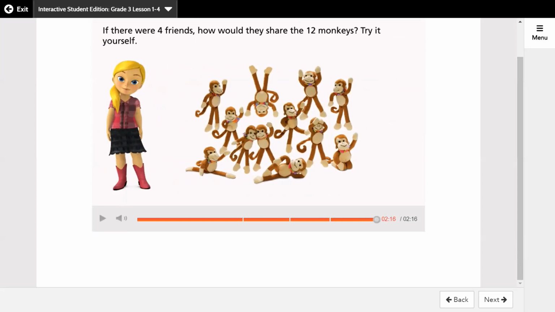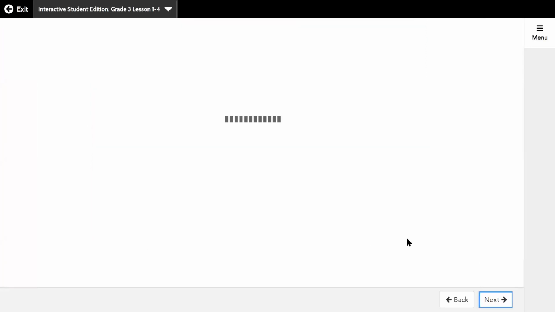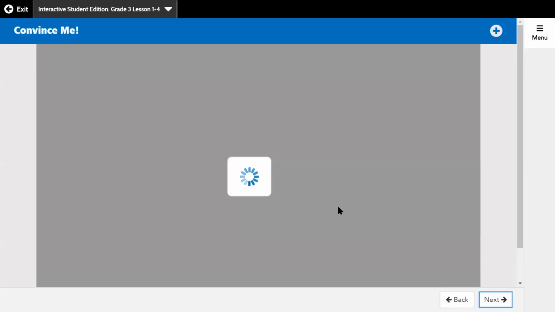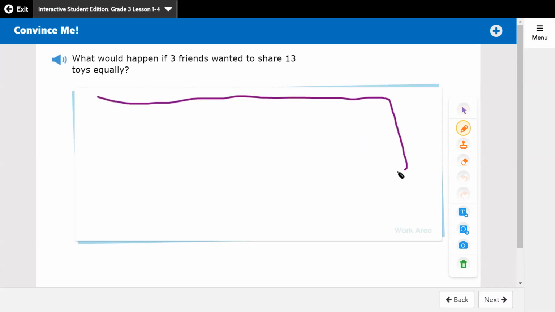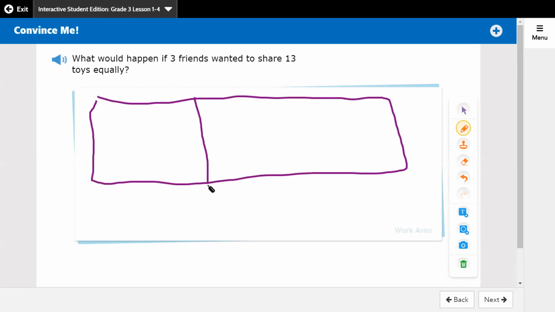Okay, so we're going to go ahead and move on to our Convince Me box at the bottom of page 18. Talking about being precise. What would happen if 3 friends wanted to share 13 toys equally? Well, let's start with our bar graph first. First, we have to have our bar graph. There we go. And into our 3 groups because we have 3 friends.